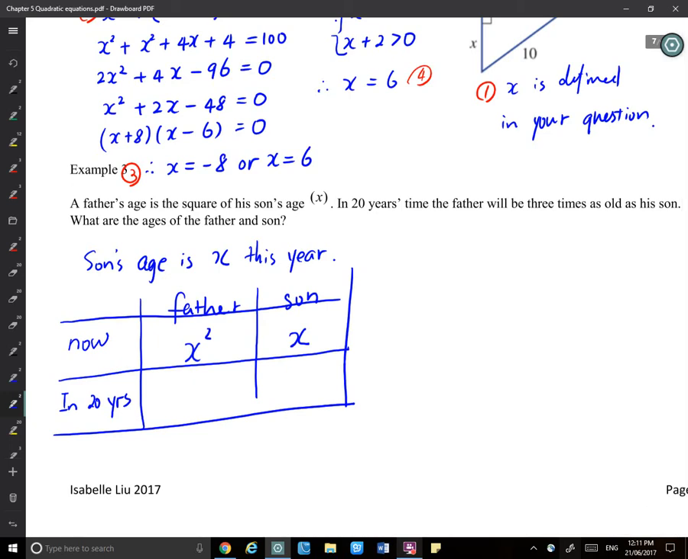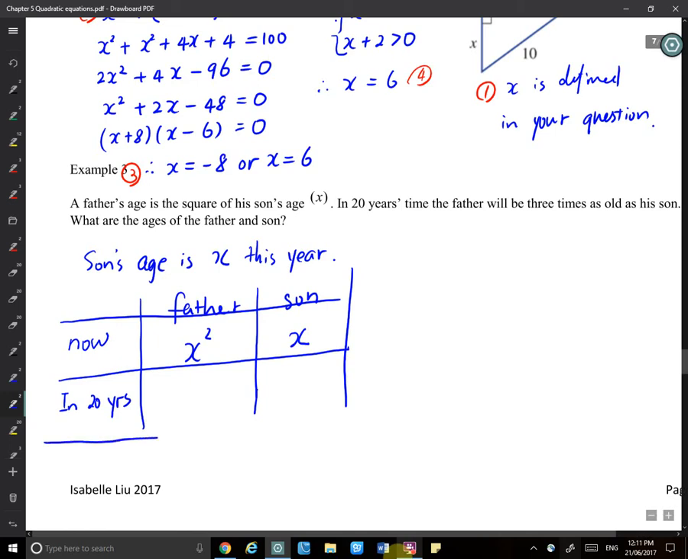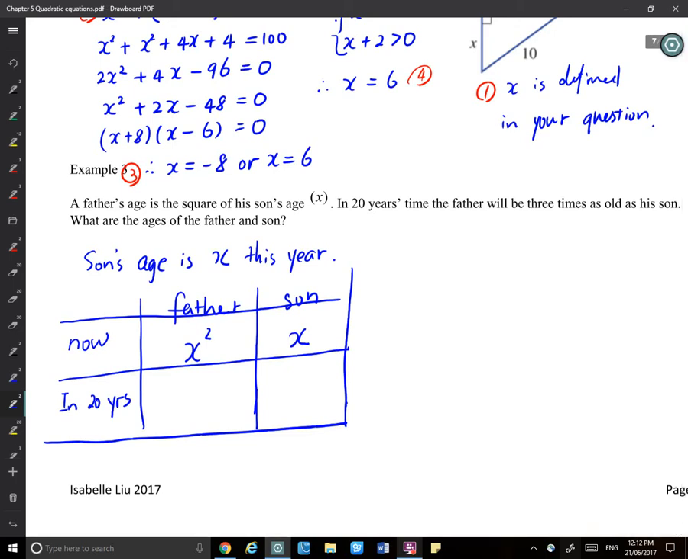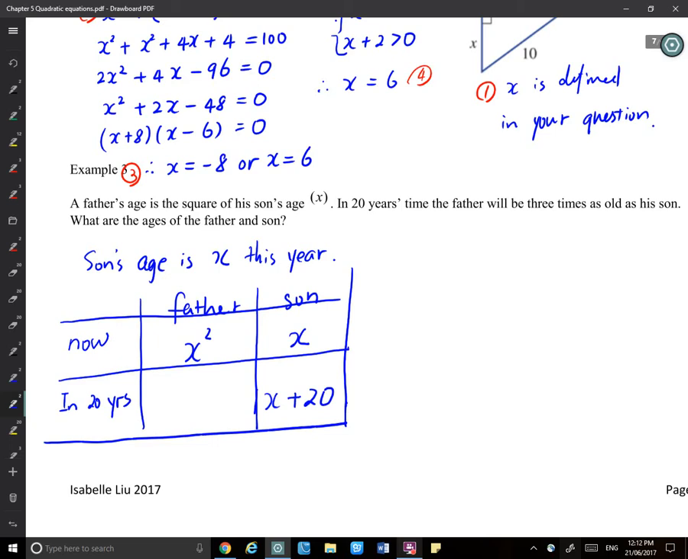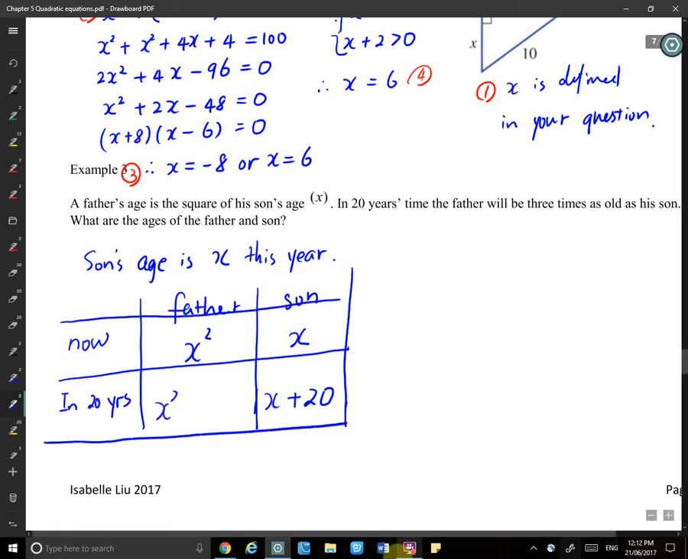How can I represent the age in 20 years? Think about this first. Let's say the son is 2 years old. How old is the son after 20 years? 22. What did you do? Add 20. So now the son's age is x. What's in 20 years? x plus 20. How about the father? If the father's current age is x squared, what's after 20 years? x squared plus 20.